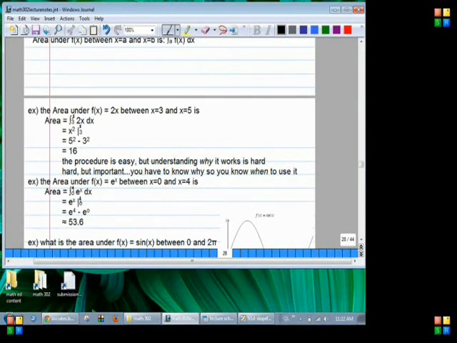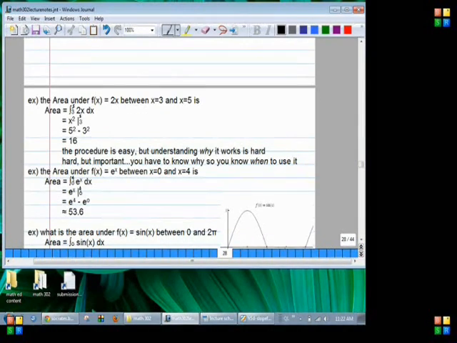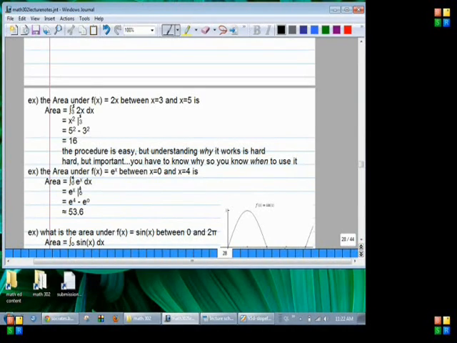Okay. Next, what is the area? So here's another function. What is the area under f of x equals sine x between 0 and 2 pi? Well, let's take a look. So the area should be the integral from 0 to 2 pi of sine x.